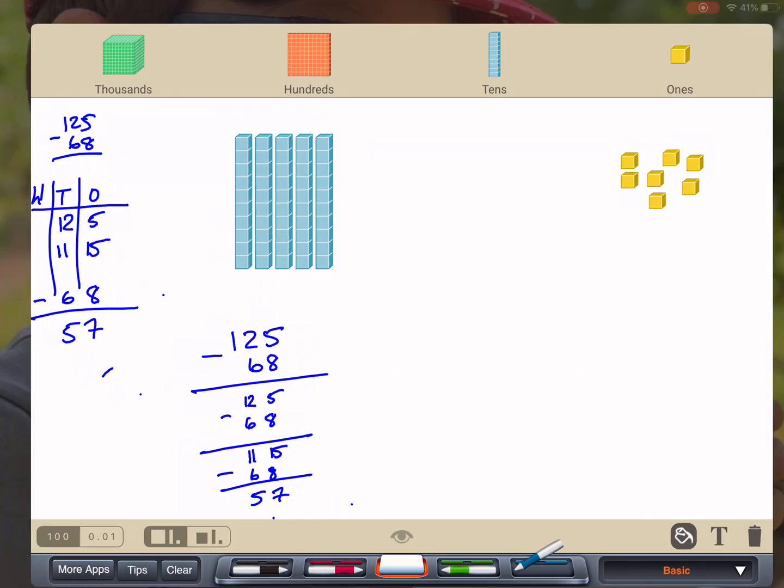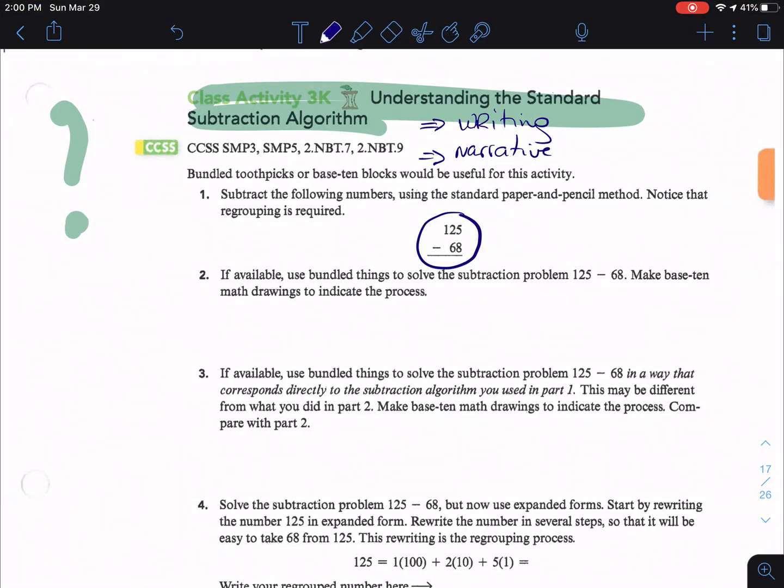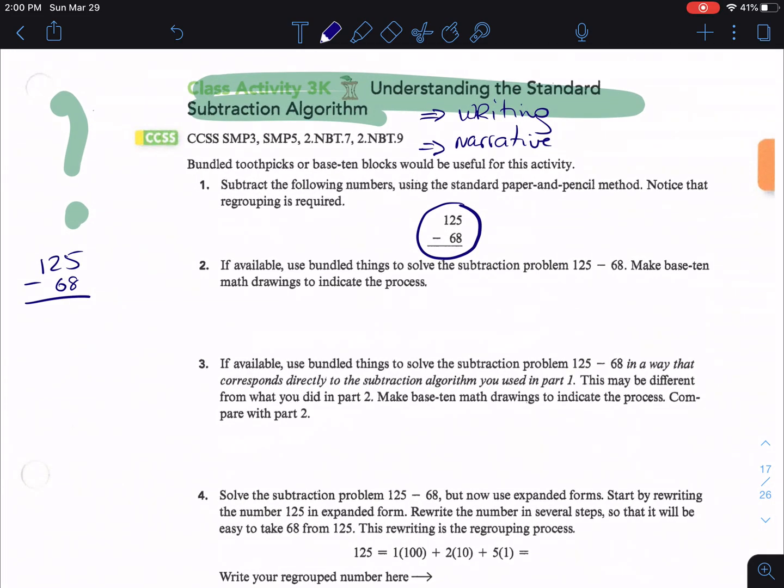All right, so let's take a look at how the standard algorithm approaches this. If we were talking about the standard algorithm, we would say subtract 8 from 5. And we would say we cannot subtract 8 from 5. Okay, we must borrow. Must borrow a 1. So theoretically, this is what we're going to do when we write. Cannot subtract 8 from 5. We must borrow a 1.